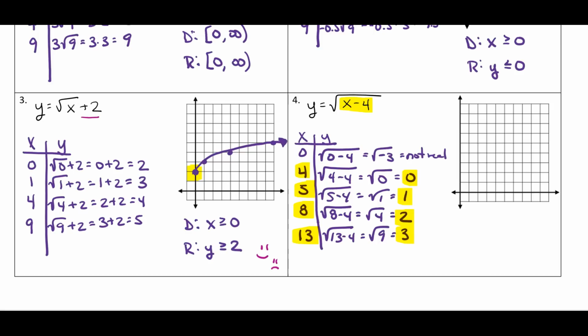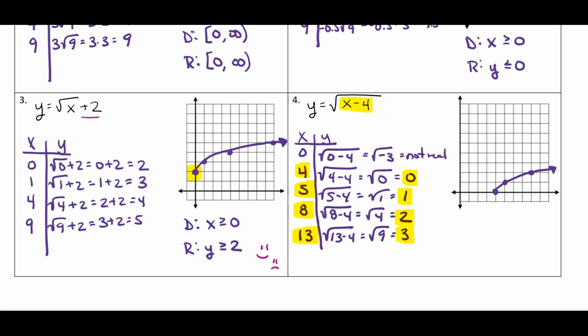So 4, 0. Notice it moved our starting point from 0, 0 to 4, 0. 5, 1, 8, 2. I can't quite get that last one on, but I do have enough points to show a curve. You do need at least 3 points. If we can get 4, that's even better, but at least 3.